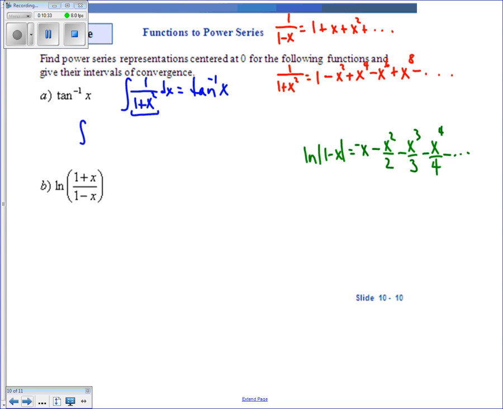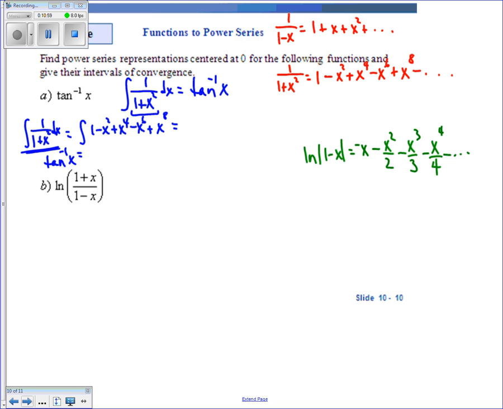Okay, so I'm going to use that and substitute it in on the left side. So I've got the integral of 1 over 1 plus x squared equal to the integral of 1 minus x squared plus x to the 4th minus x to the 6th plus x to the 8th, and so on. And this is going to give me a power series representation for inverse tangent, because I know the integral of this function is inverse tangent.